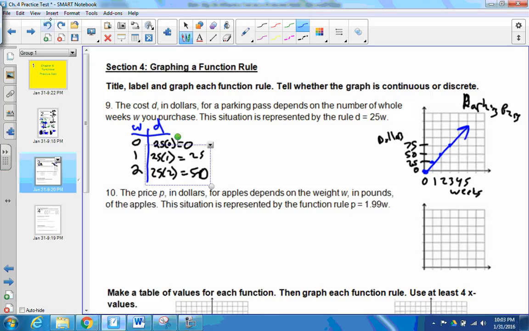And I'm going to actually undo that last part, because we don't know yet if we should connect the dots. We're going to see if it's continuous or discrete. So it says, tell whether it's continuous or discrete. Would you connect the dots? Could you pay for like half a week? If we look at the situation, it says they're based on the number of whole weeks. So you cannot have half a week. So this is a discrete graph. You do not connect the dots. All right, that's number 9.